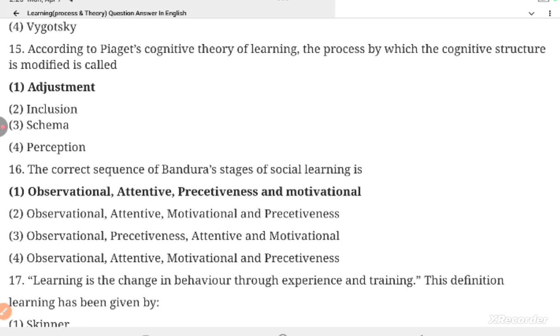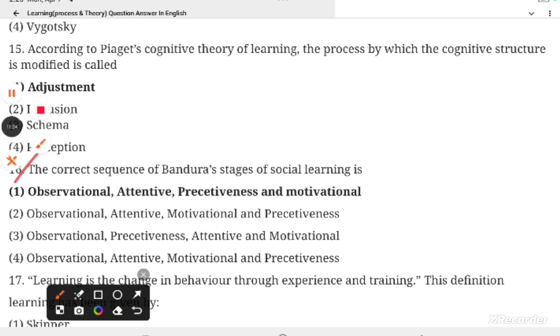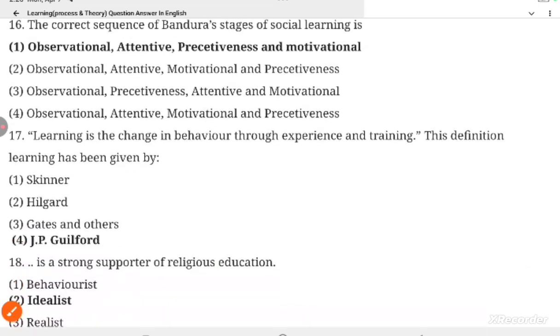Question 16. The correct sequence of Bandura's stages of social learning is observational, attentive, perceptiveness and motivational. Bandura's stages of social learning are observational, attentive, perceptiveness and motivational.